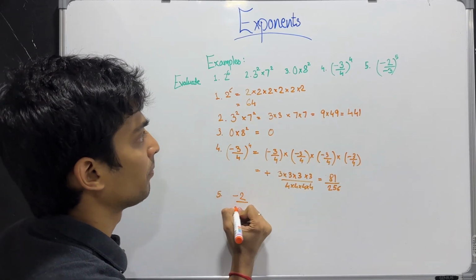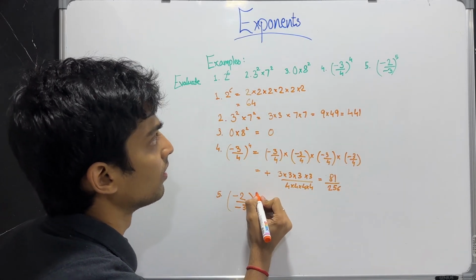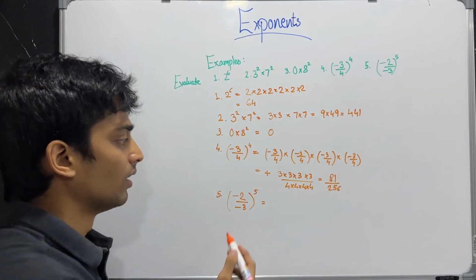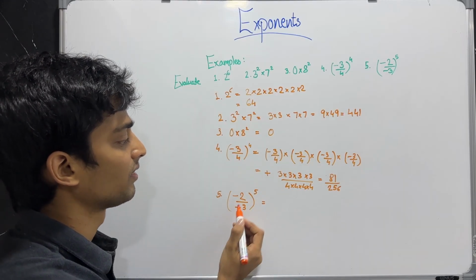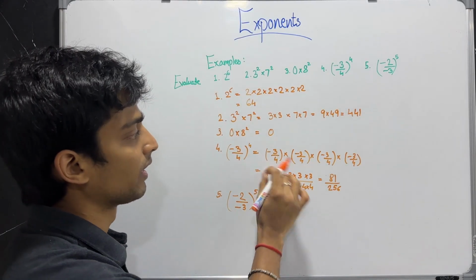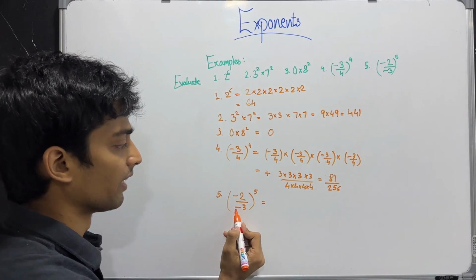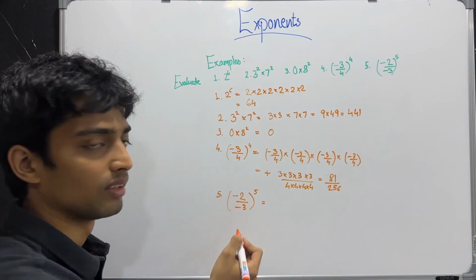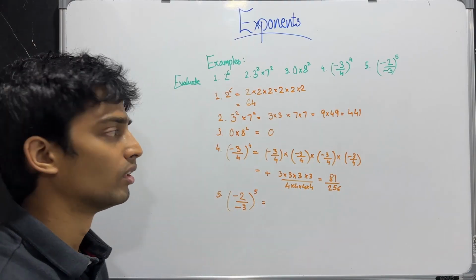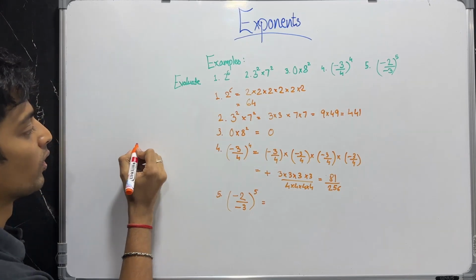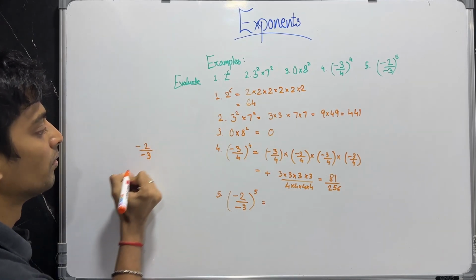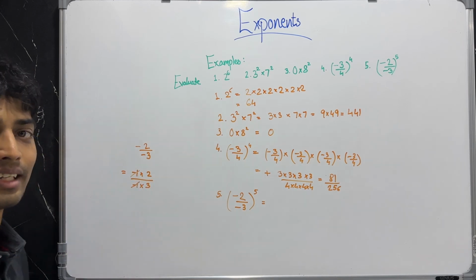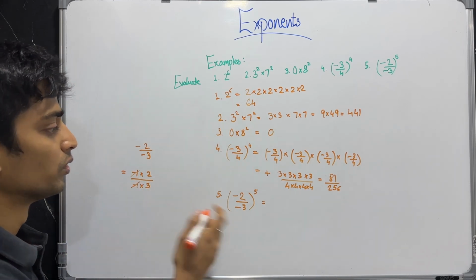Fifth one, minus 2 upon minus 3, the whole raised to 5. Again, same thing. Minus 2 upon minus 3 is getting multiplied by itself 5 times. So we'll write it like this. But if you see, there's negative sign here and here also. So if there are 2 negative signs in the numerator and denominator, they can cancel out. So how does this happen? Because let's say we have minus 2 upon minus 3. We can write it as minus 1 into 2, minus 1 into 3, and the minus 1 gets cancelled out. So 2 upon 3. So here also we can cancel out.